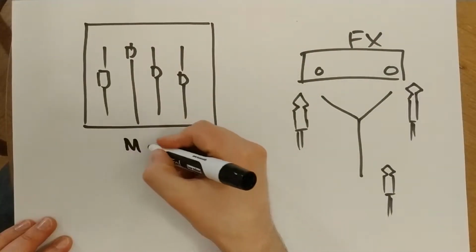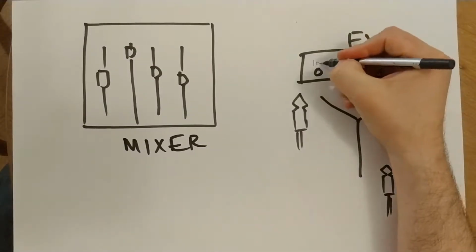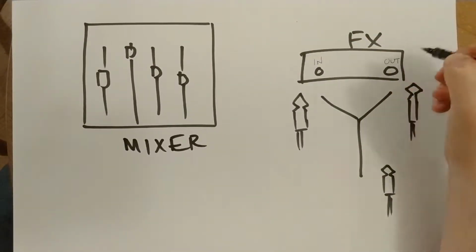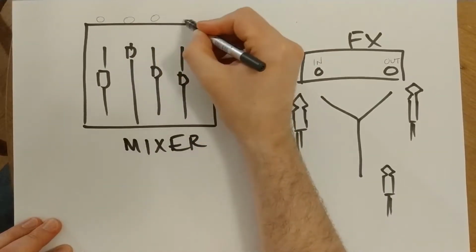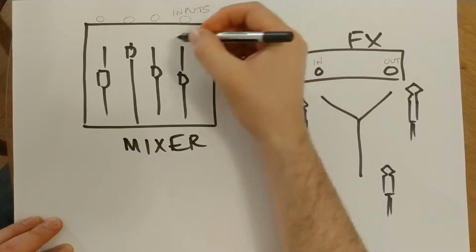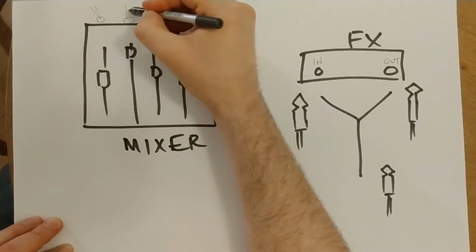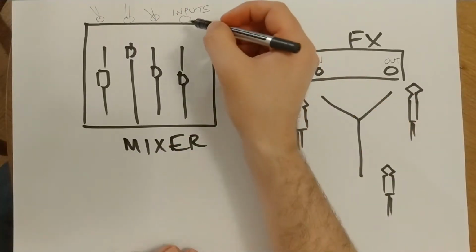I've got my mixer and I've got my effects unit, and my effects unit again has an input and an output. And what I'm going to draw on the mixer is all of the inputs for the various instruments, inputs here. So maybe this one's attached to a guitar, this one's attached to a keyboard, etc, etc. Whether they're balanced or not doesn't really matter. These are all the inputs.